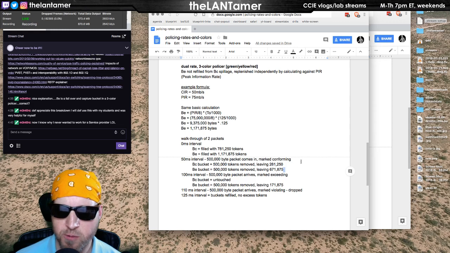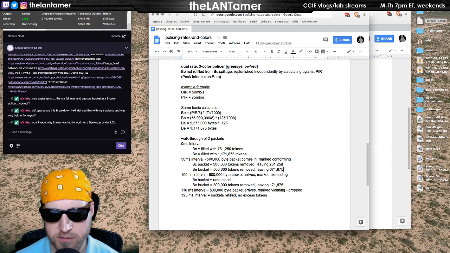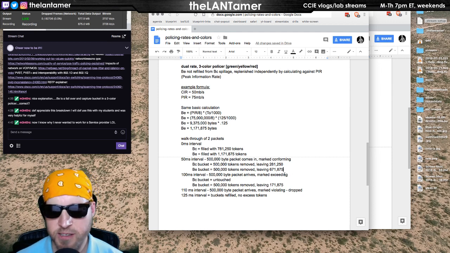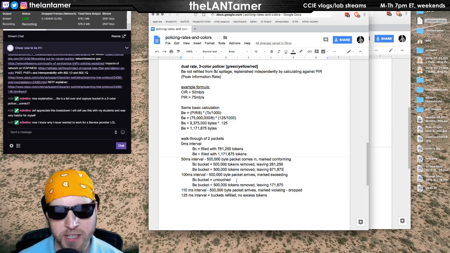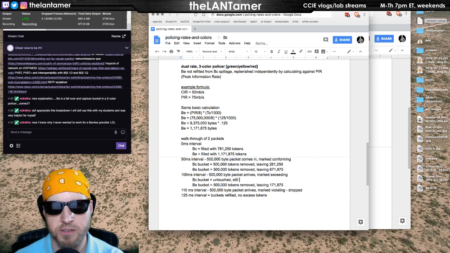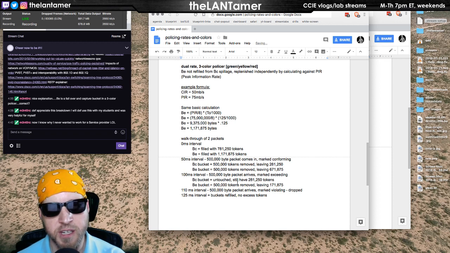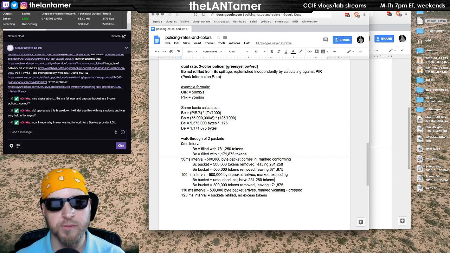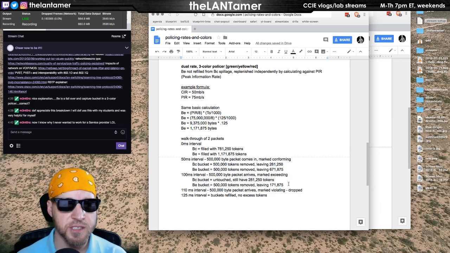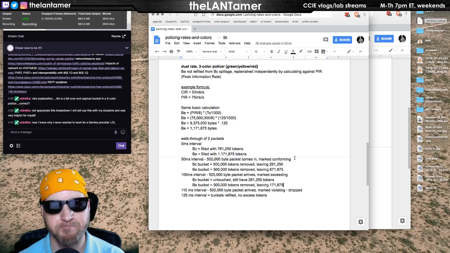And again, this is not 281 plus this, right? This is either conform or exceed bucket. We're not going to take a little from both. But we see in the exceed bucket that we've got enough to handle this traffic. So BC will remain untouched. Still have 281,250 tokens. And BE is going to service that, and it's going to remove 500,000 tokens, leaving it with 171,875. But the packet will be considered yellow, exceeding.